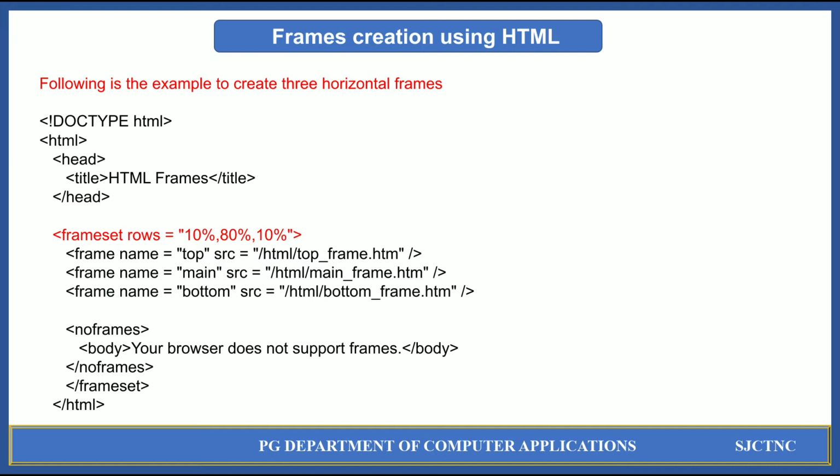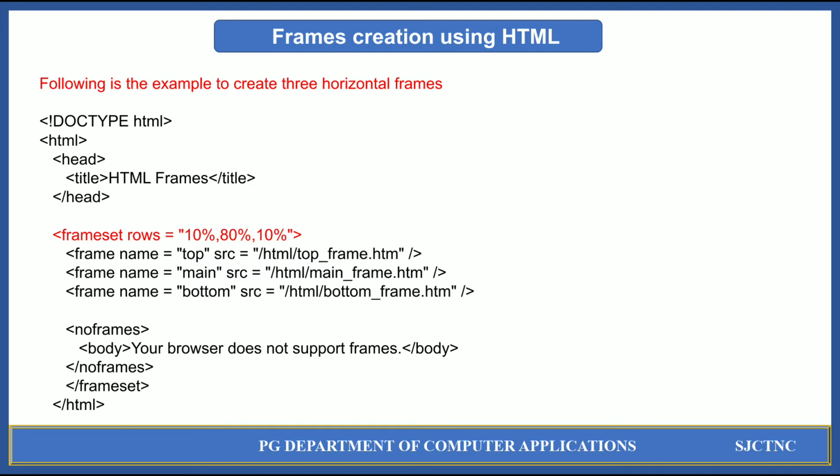Then the second frame, the frame name is main. Then SRC is the location where that page appears. That page occupies about 80 percent of that window. And the third one is bottom. The frame name is bottom. That frame contains bottom frame.html, which occupies about 10 percent. Here we can see that we are dividing a page into 10 percent, 80 percent and 10 percent.